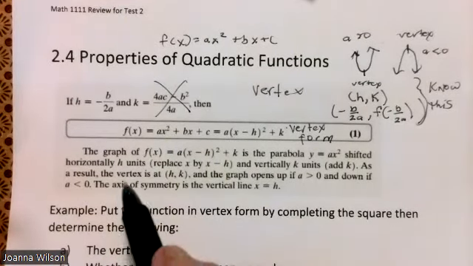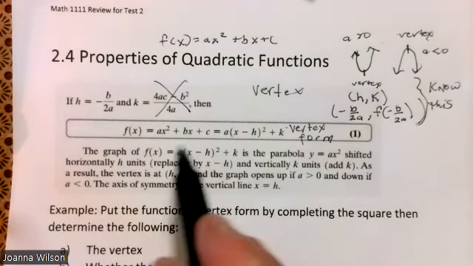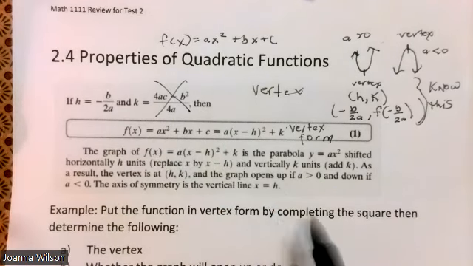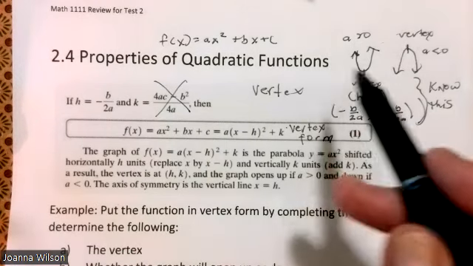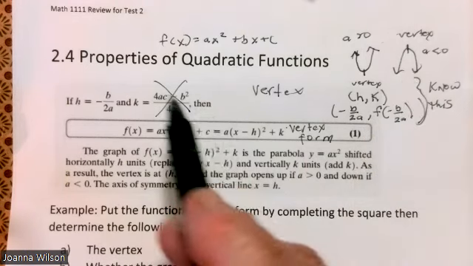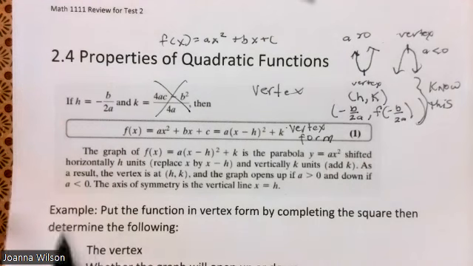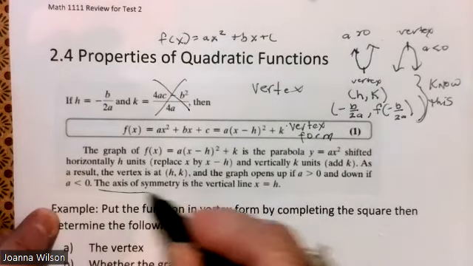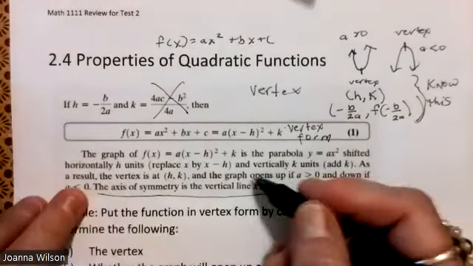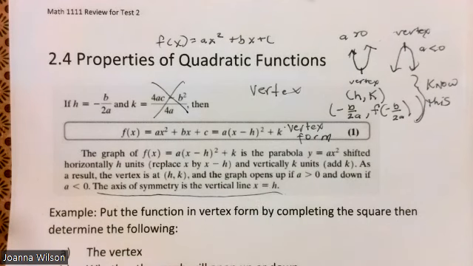As a result, the vertex is at (h, k), and the graph opens up if a, this value, also this value if it's not in vertex form, is positive. So that's opening up, and down if the a is negative. And so that would be a negative here. The axis of symmetry, and I'm going to ask you all these things. I'm going to ask you if it opens up or down, and what the axis of symmetry is. The axis of symmetry is always the line x equals h.